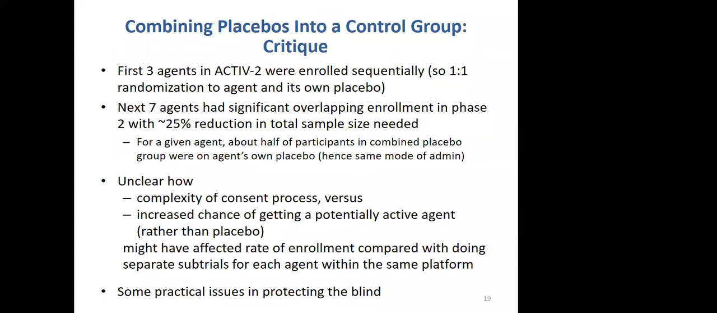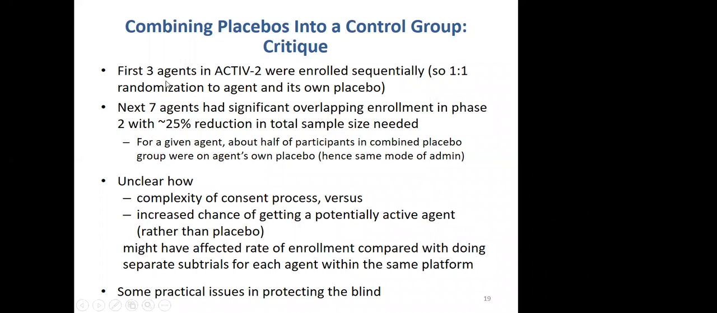So what I've tried to show you is that we often think about platform trials as being very efficient mechanisms for evaluating regimens, but they are complex. There's no doubt about that. And the idea of having a placebo control group in this study was definitely a complex issue in terms of the randomization system and knock-on effects to the consent process and so on. So I just put a couple of bullets up here as a sort of critique of this.